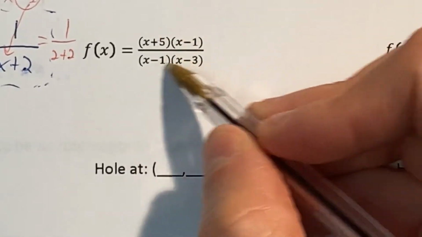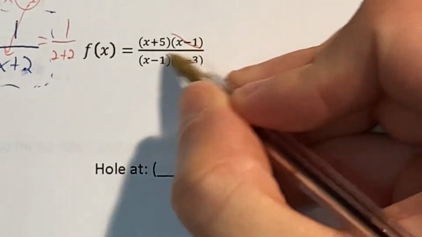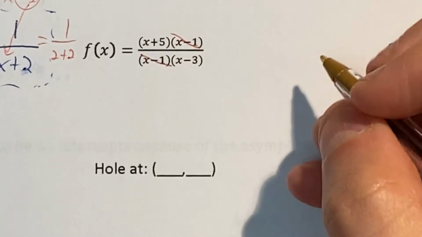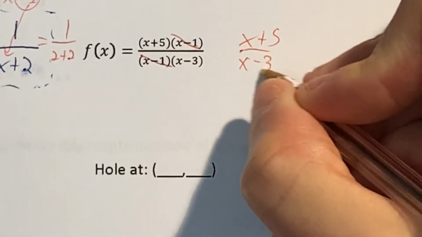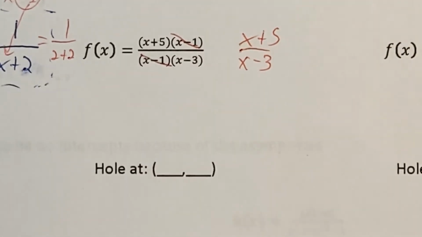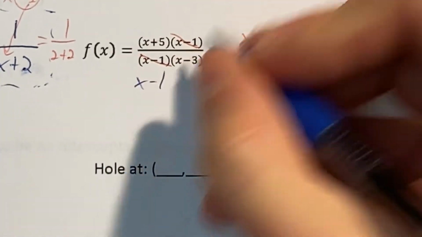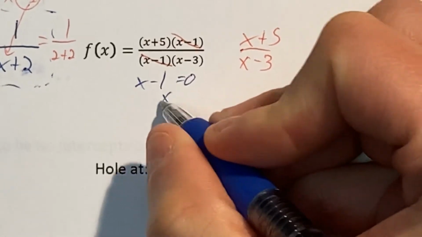Here, x plus 5, nothing to cancel. X minus 1, choo-choo. Those cancel out, and you get x plus 5 over x minus 3. We canceled x minus 1, so if we set that equal to 0, we got x equals 1.